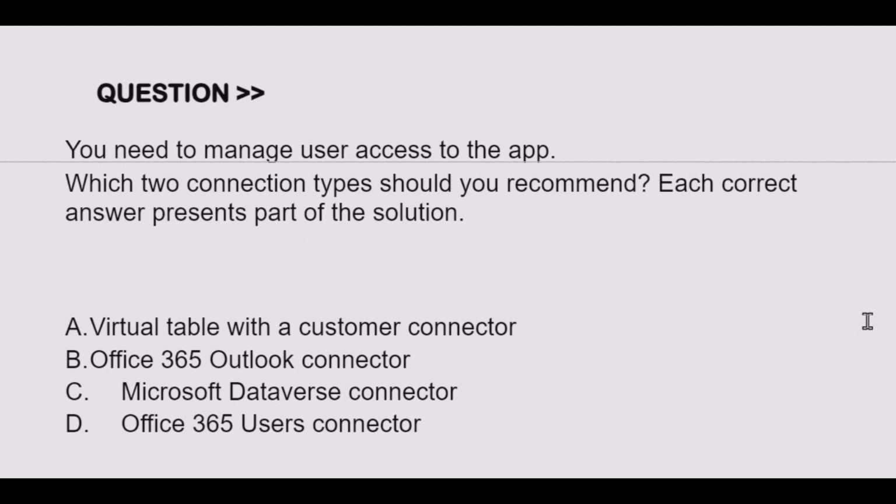Our next question is, you need to manage user access to the app. Which two connection types should you recommend? Each correct answer presents part of the solution. The options are option A virtual table with a custom connector, option B Office 365 Outlook connector, option C Microsoft Dataverse connector, option D Office 365 Users connector. The correct answers are option C and D.